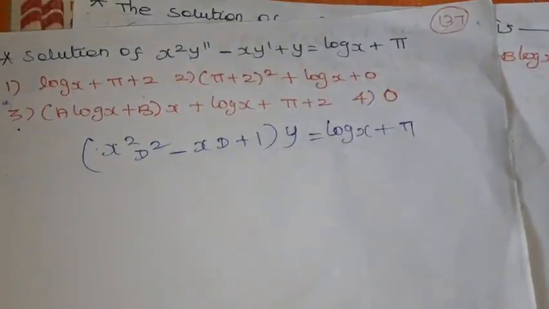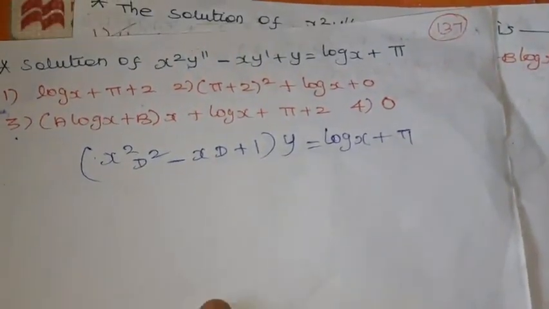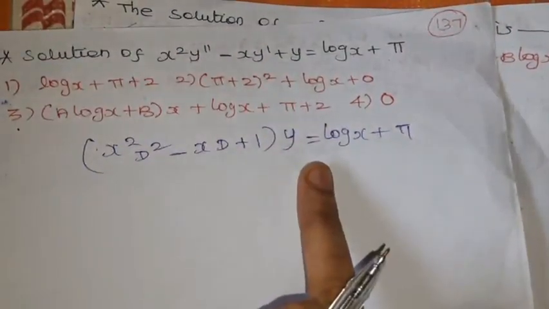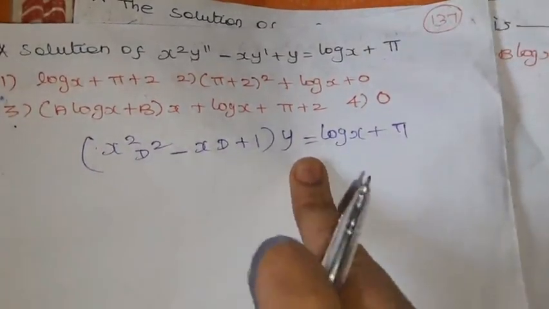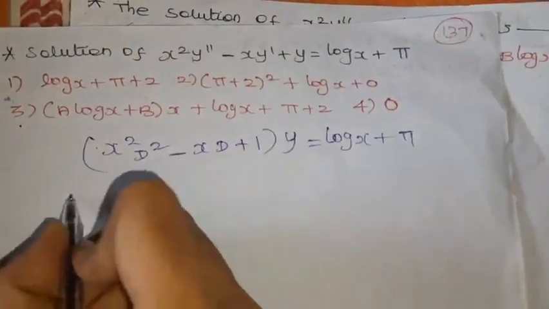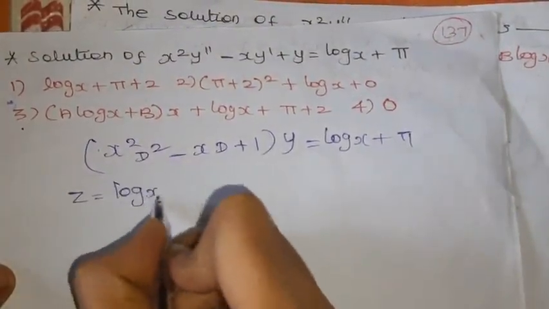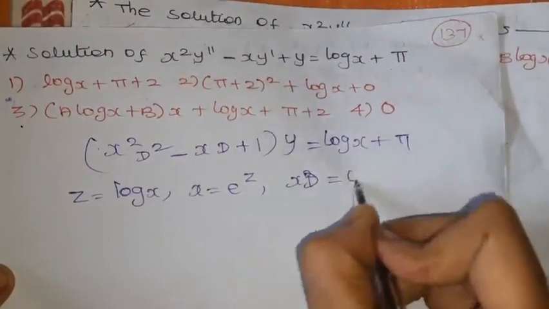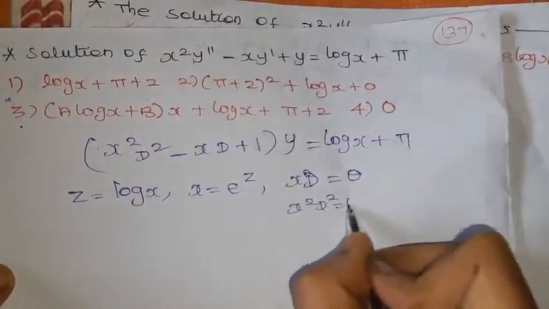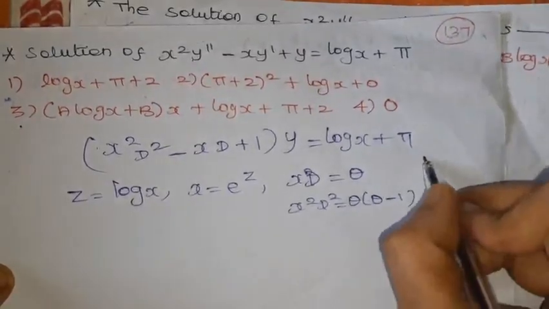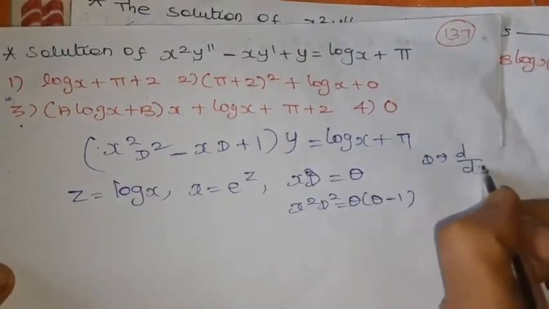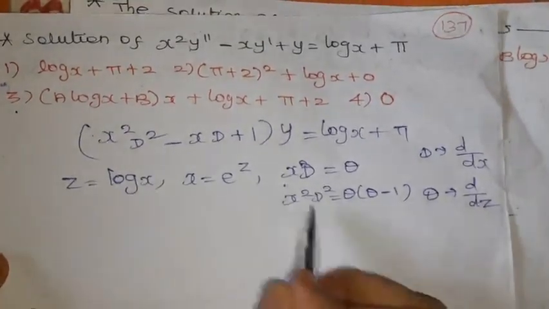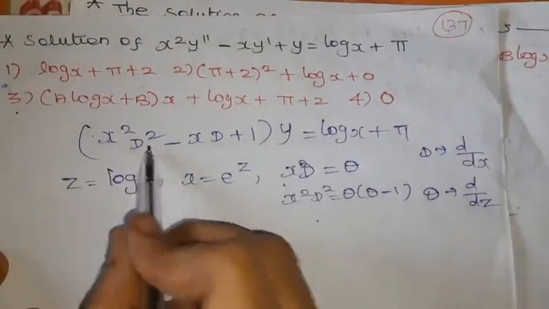So now what is that? X equal to e power z. Let x equal to e power z. Then what is z? Equal to log x. Let x equal to e power z. Then x d equal to theta. X squared D squared equal to theta into theta minus 1. D equal to d by dx. What is theta? Theta equal to d by dz. So just substitute in the above equation.